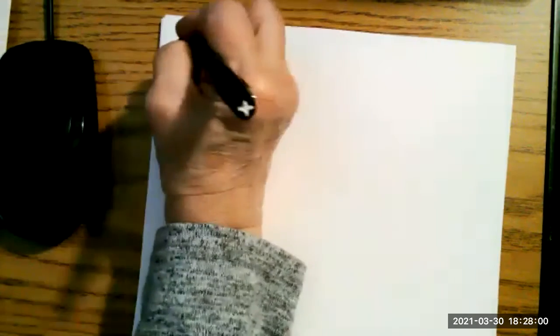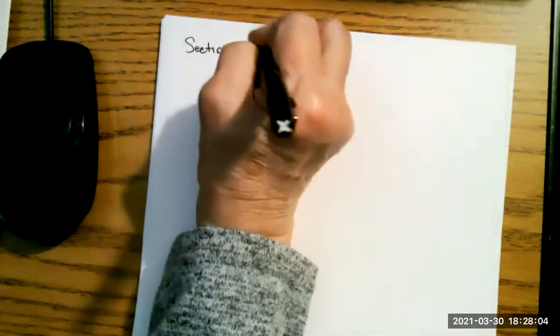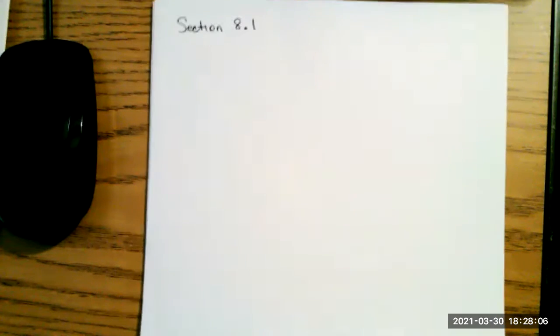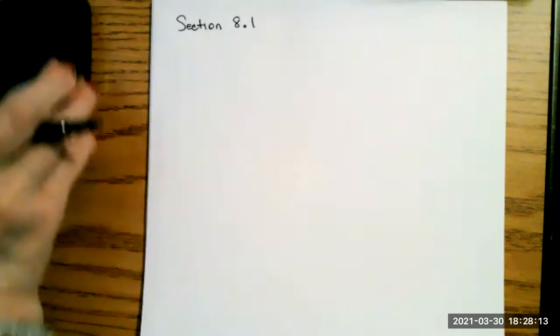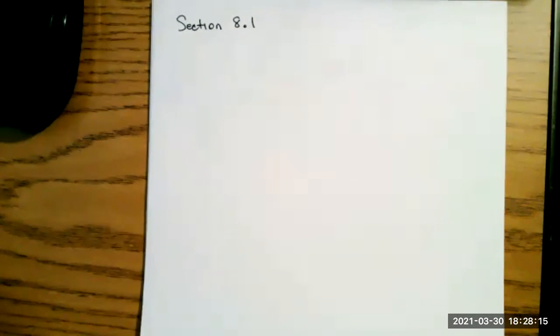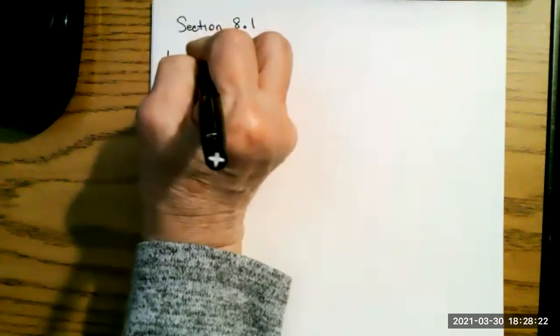All right, this is for 8.1. We're going to try to do 8.1 and 8.2 tonight. And for this section, there's a lot of terminology that you're going to need to know. It's not hard. It's just a lot of terminology that we're going to need to know. And I'm going to actually write them out so that you'll get used to seeing these words.